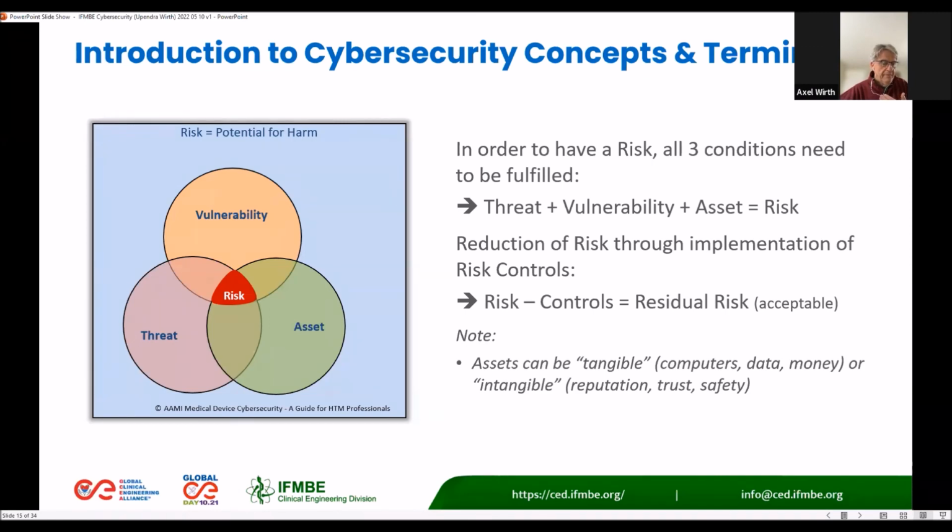This calls for a formal approach to risk management where we formally assess, again, our threats, the vulnerabilities in our systems, and the value of the assets we're protecting. And assets can be both tangible, things like computer and data and money, but they can also be intangible, things like your reputation or patients' trust in your organization or patient safety. And in risk management, we try to reduce these components so that we have an acceptable residual risk.